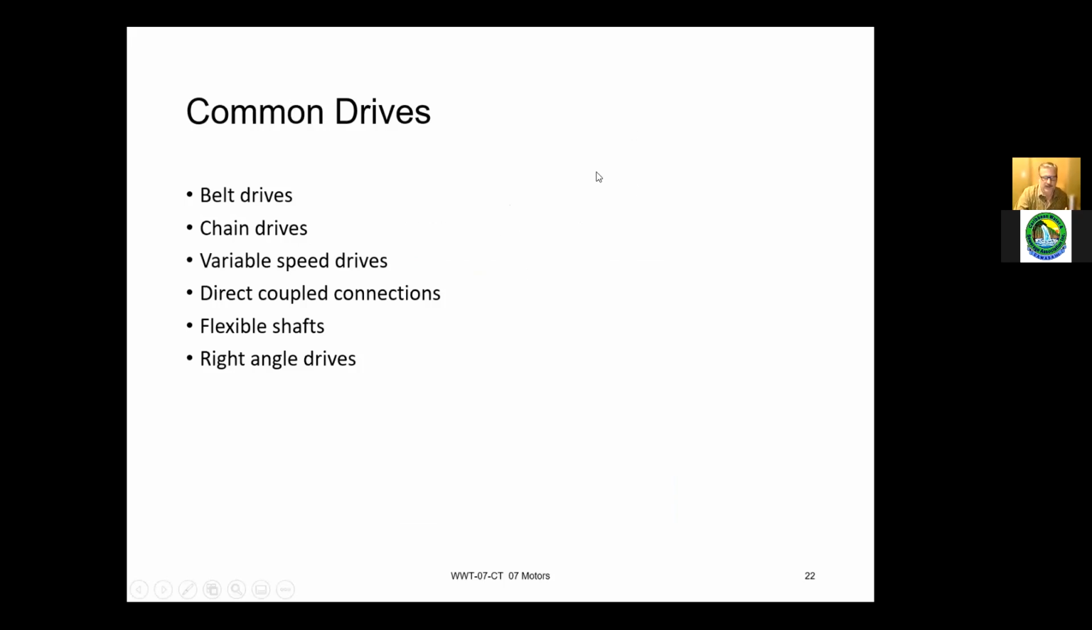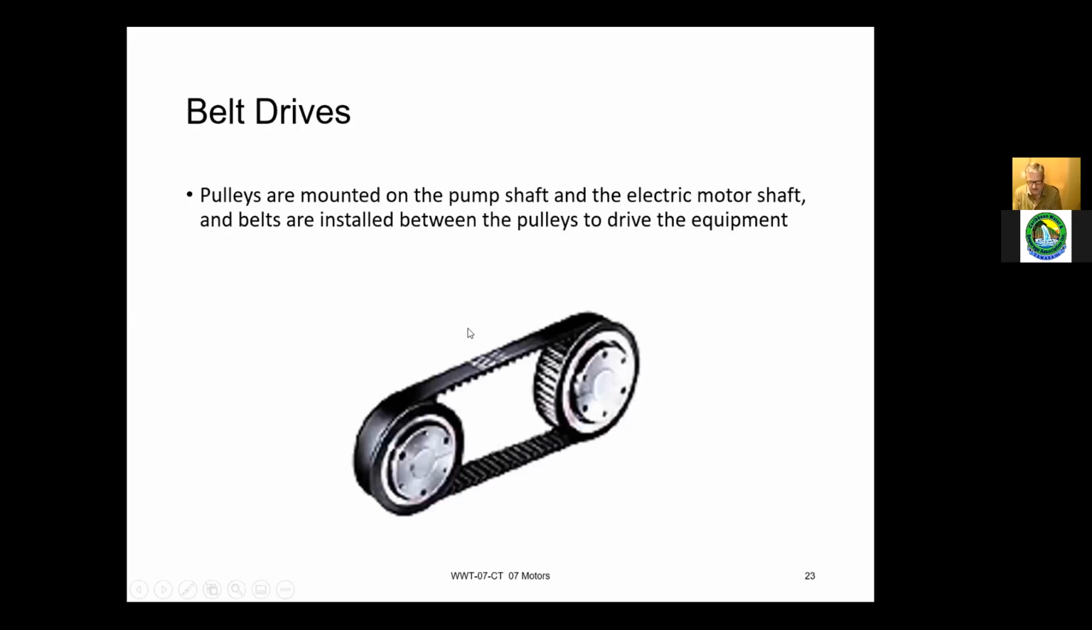Some of the common drives, we're going to switch to drives that you might have in your plant. So you have belt drives, chains, variable speed, direct couple, flexible shafts, right angle drives. We're just going to touch on a couple of these. So belt drives, pretty straightforward. Pulleys are mounted on the pump shafts, and then the belt drives in between them. We have a lot of dissolved air flotation units that use belt drive, and they work really well for adjustable speeds. Ours are hand controlled, just a dial to adjust the speeds up and down.